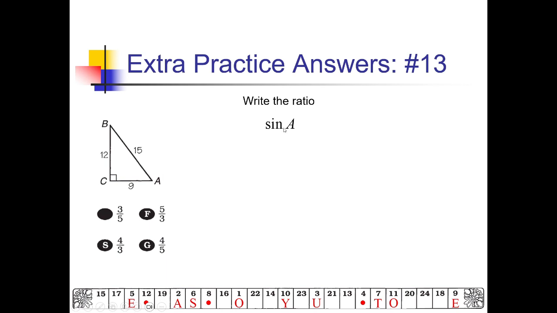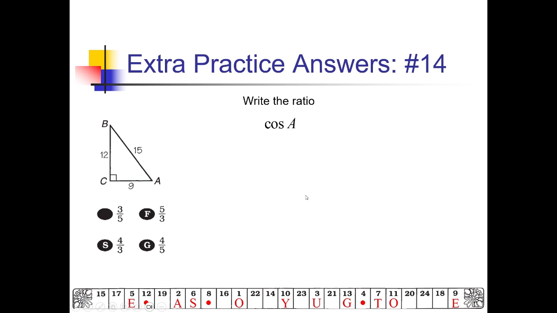So we have sine of A, opposite over hypotenuse. Here's A. The opposite side from that is 12. Hypotenuse is 15. And then that can be reduced to 4 over 5, which gives us choice G. So that's going to go in spot 13, which is right over there.